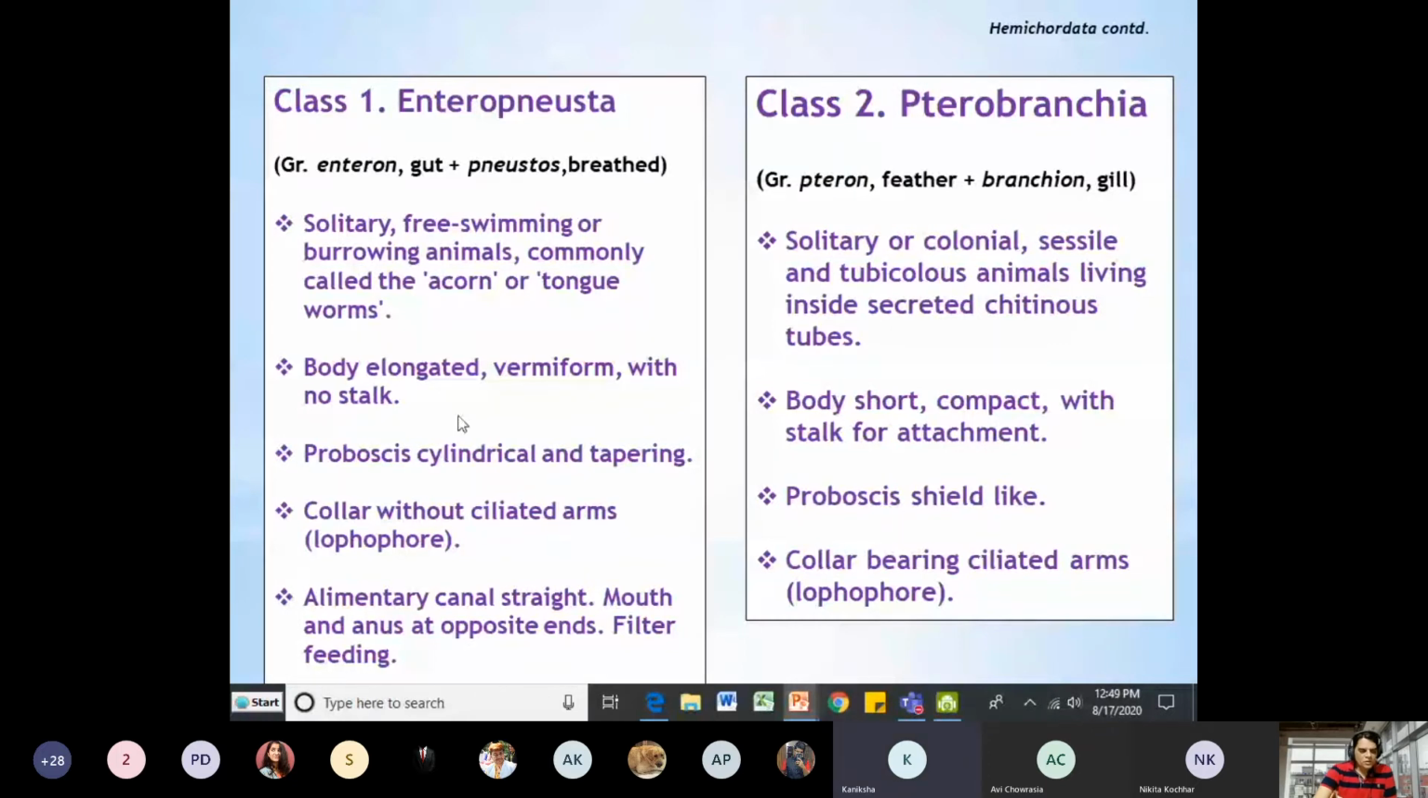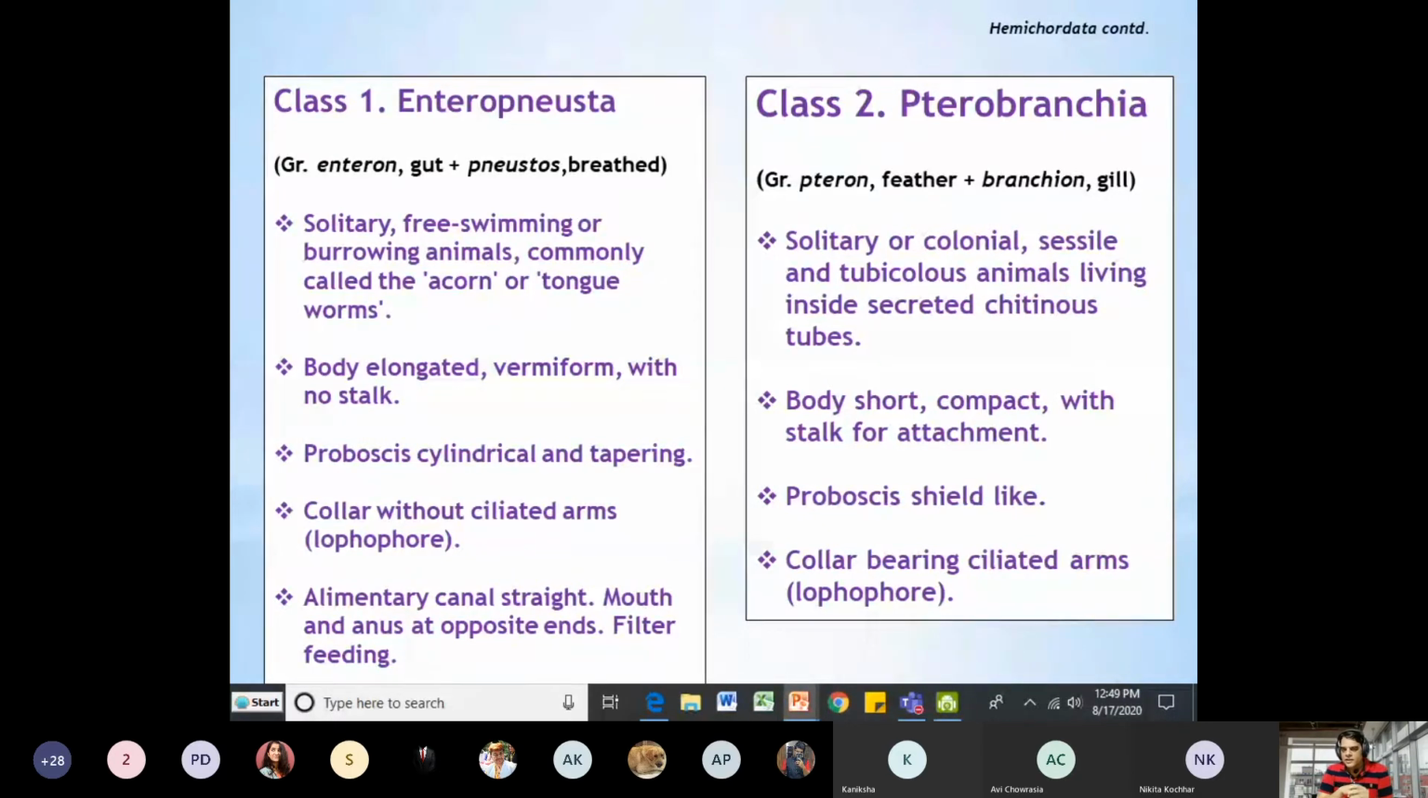Okay, so the body is elongated, vermiform, and there is no stalk. That means they are not fixed animals. They live in tubes. The proboscis is cylindrical and tapering, used for burrowing, and the collar is without ciliated arms. That means there are no lophophores. Lophophores are rotating organs which are found in minor phyla. Their alimentary canal is straight, with mouth and anus at opposite ends. They are filter feeders. So these are the characteristics of Enteropneusta. There are many other characteristics we will talk about in the next slide.